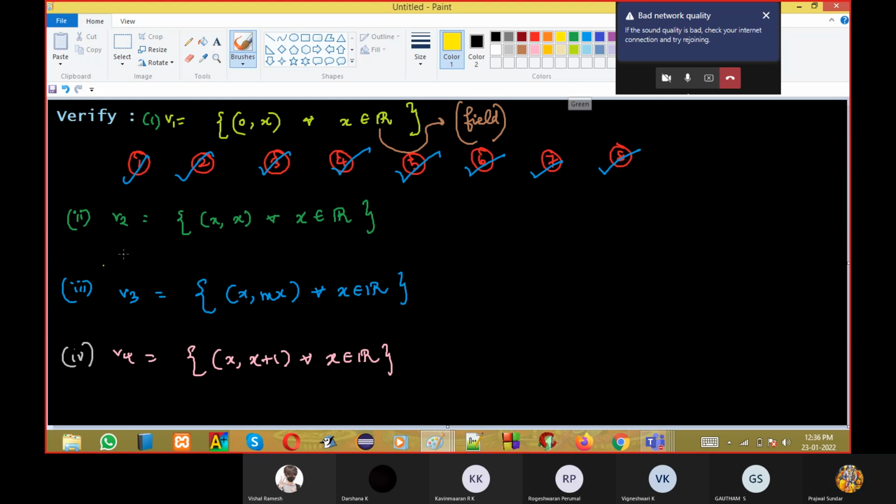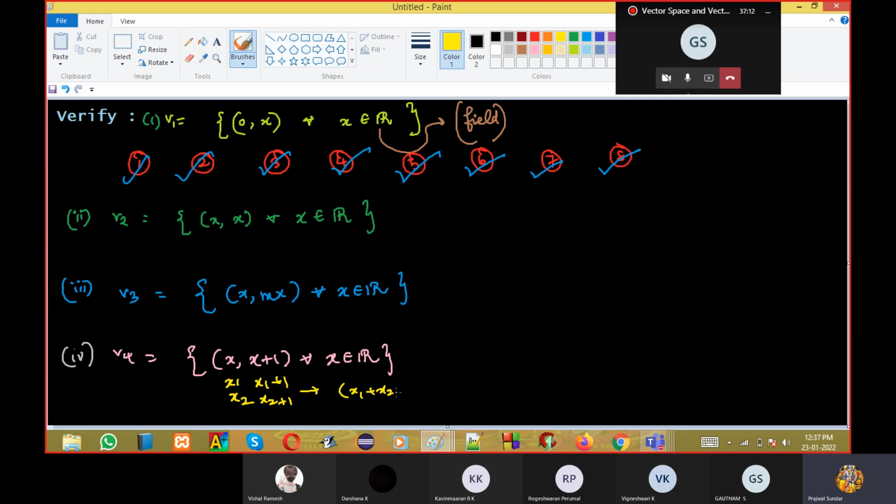Please tell me, which of these are vector spaces and which is not a vector space? Only V4 is not a vector space. The other two are vector spaces. The reason why V4 is not a vector space is the first property. Because you will get x1 plus 1 and x2 plus 1. When you add, you will get x1 plus x2 comma x1 plus x2 plus 2. This is wrong, correct? Suppose I write this as x3, this would have to be x3 comma x3 plus 1, but it is x3 comma x3 plus 2. This is not a part of the vector space, correct?